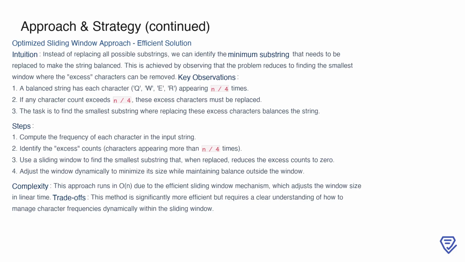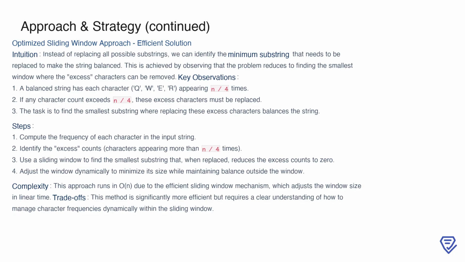Then, using a sliding window, we dynamically adjust the window size to find the smallest substring that reduces these excess counts to 0 when replaced. This approach leverages the sliding window mechanism to efficiently shrink and expand the window as needed, ensuring that we maintain the balance condition outside the window while minimizing its size.